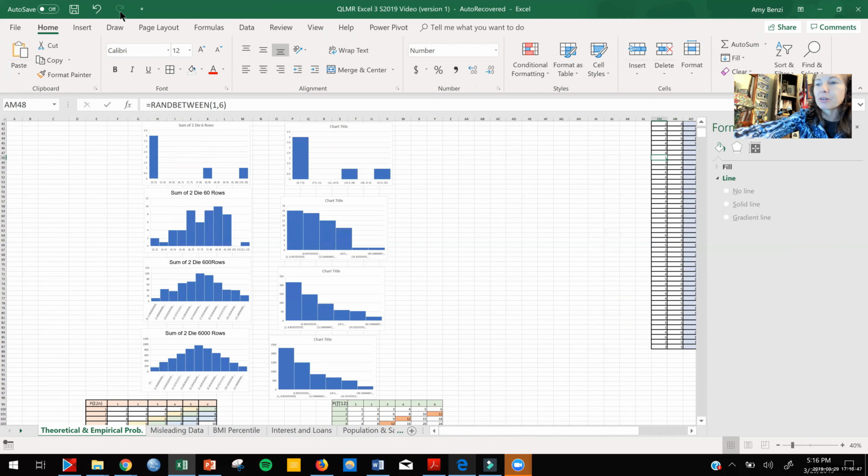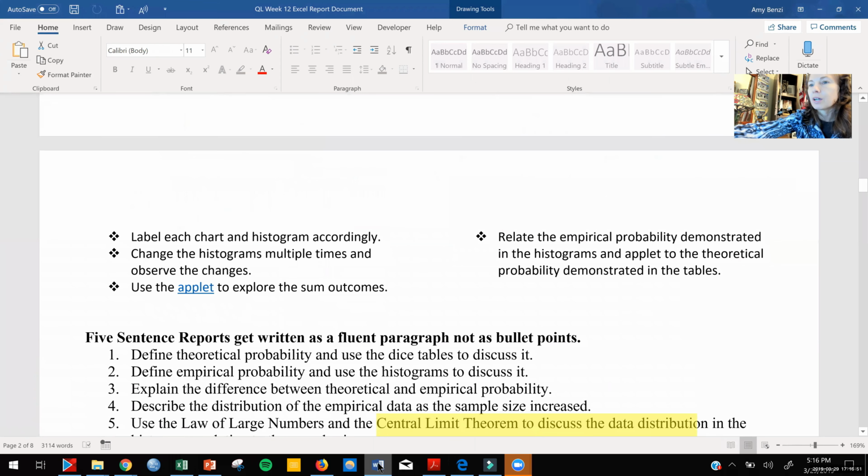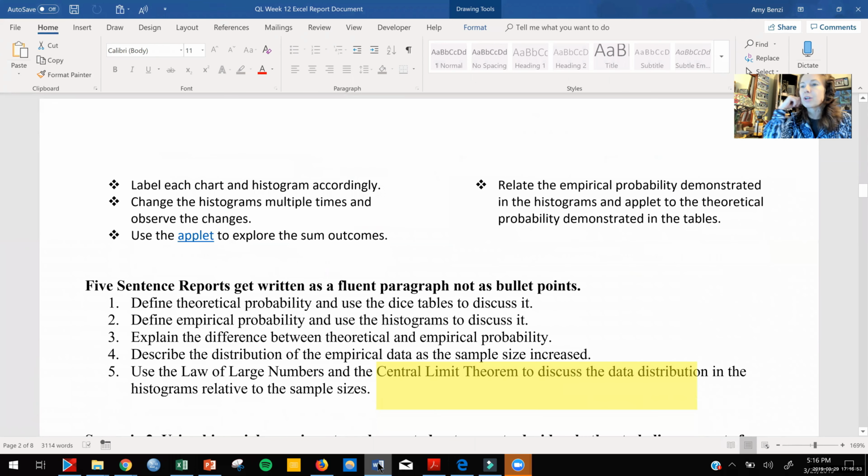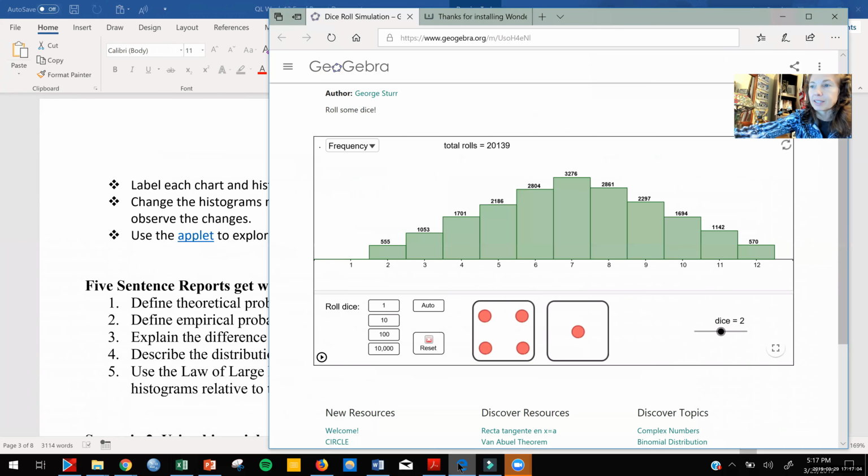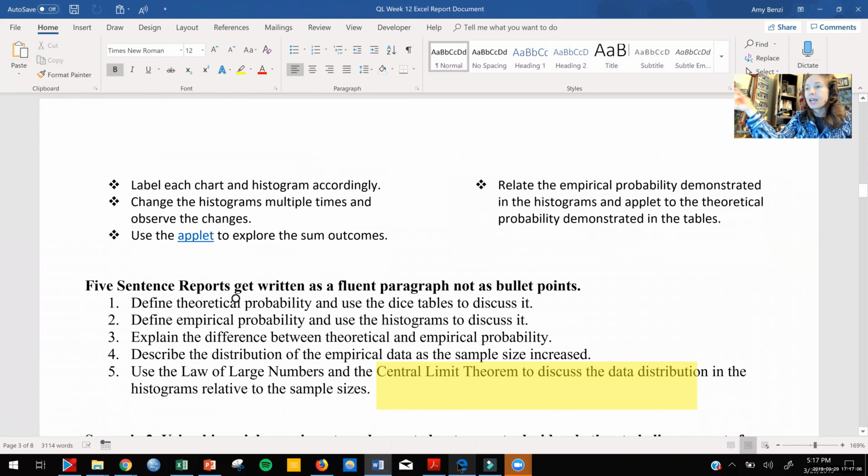All right, let's go back to our form and see what else we're supposed to do here. Label each chart and histogram accordingly. Please make sure all of your stuff's labeled. Change the histograms multiple times and observe the changes. Use the applet to explore. The applet is this thing here. Use the applet to explore the sum outcomes, and then relate the empirical probability demonstrated in the histograms and the applet to the theoretical probability demonstrated in the tables.